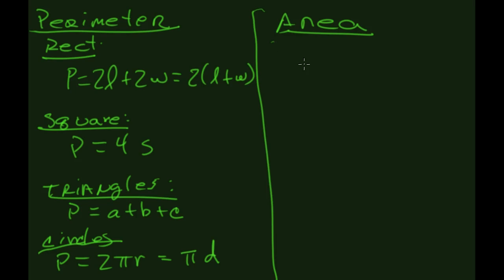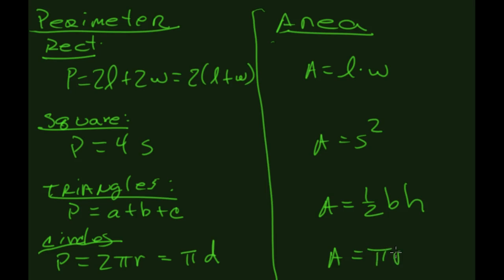And area for a rectangle is length times width. Area for a square is side squared. The area for the triangle is half base times height. And the area for a circle is pi r squared. Okay, so that's formulas that you're going to need to know over the days to come.